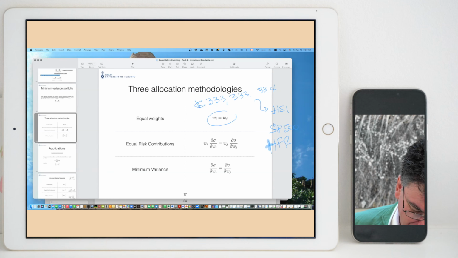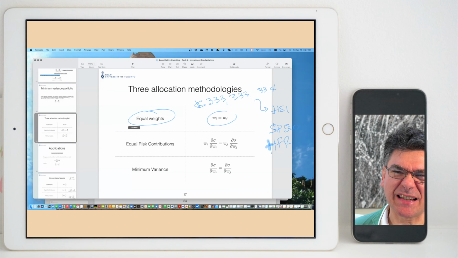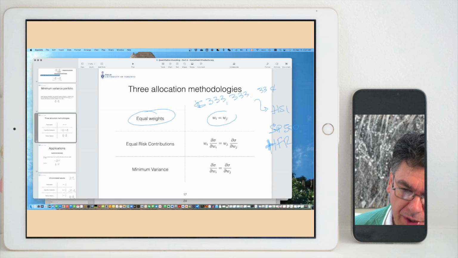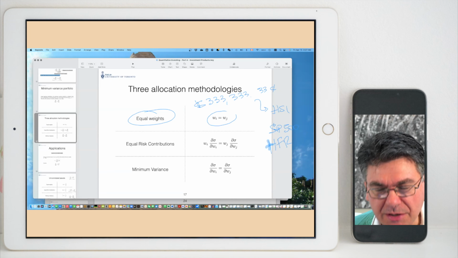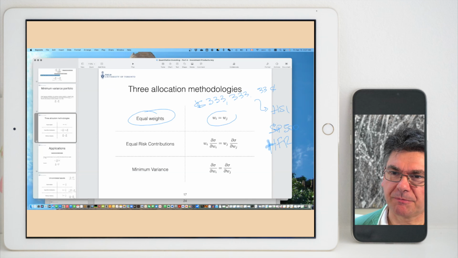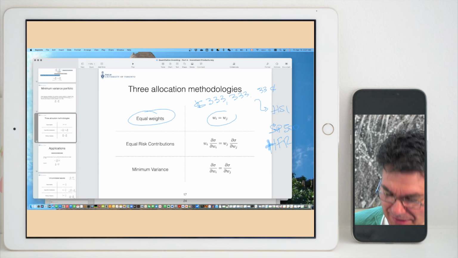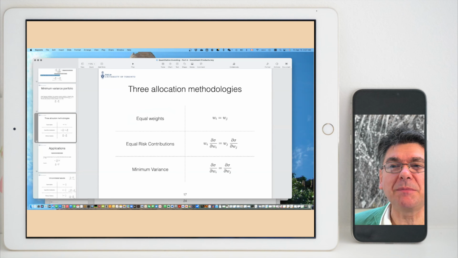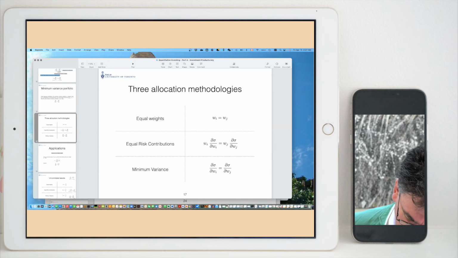So in this methodology, equal weights, everybody gets the same amount of money. If you have $1 million, then you put $1 million into the Hang Seng, $1 million into the S&P 500, and $1 million in the HFR. That's easy, okay? The first one is always very easy, but still many investors use it. How about the second one?